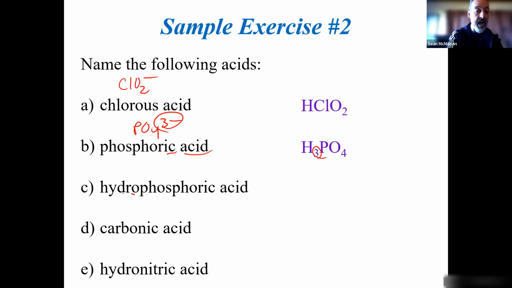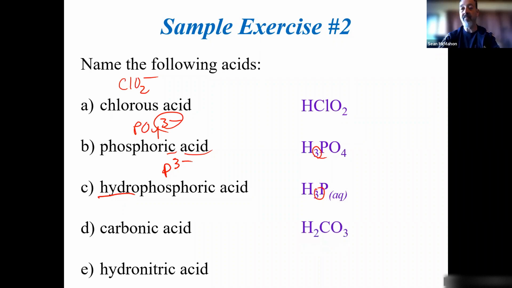Hydrophosphoric, okay, hydro means it must be binary. So it's H3P. Why is it triprotic? Because phosphide is a 3 minus. So if I look at the periodic table, phosphorus is in group 5A. It's 3 away from a noble gas. It forms a 3 negative charge.